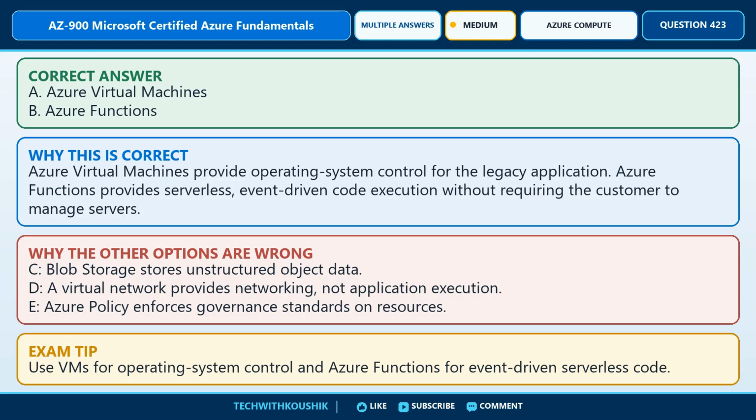The main reason is Azure Virtual Machines provide operating system control for the legacy application. Azure Functions provides serverless, event-driven code execution without requiring the customer to manage servers. Now let's rule out the other options. C. Blob storage stores unstructured object data. D. A virtual network provides networking, not application execution. E. Azure Policy enforces governance standards on resources. Keep this point in mind for the exam. Use virtual machines for operating system control and Azure Functions for event-driven serverless code.